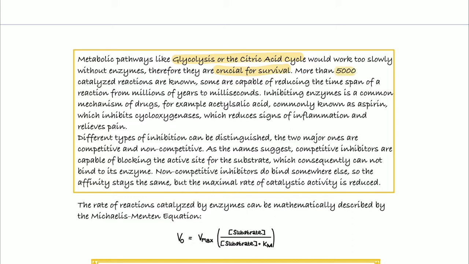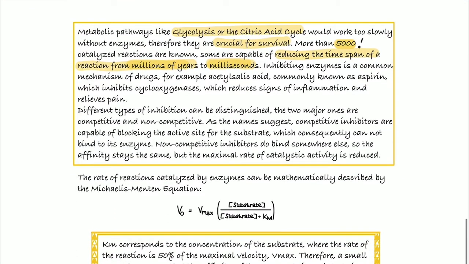There are more than 5,000 catalyzed reactions which are known nowadays, and they can reduce the time span of a reaction from millions of years to milliseconds, which is incredible. The inhibition of enzymes is, by the way, a common method for drugs. For example, acetylsalicylic acid, which you might better know as aspirin. This inhibits the cyclooxygenases, which reduces signs of inflammation and pain.